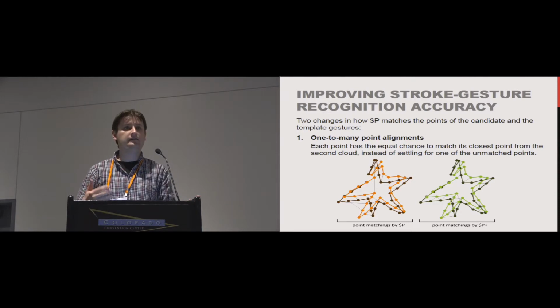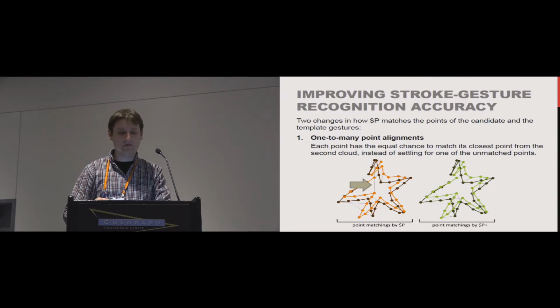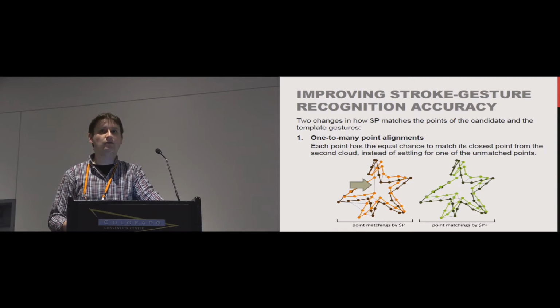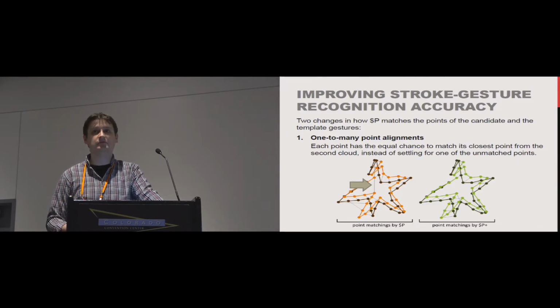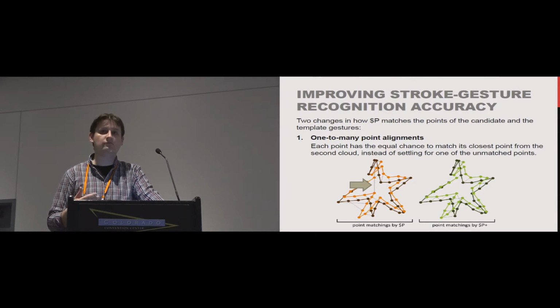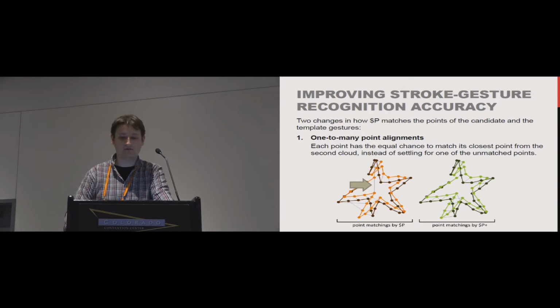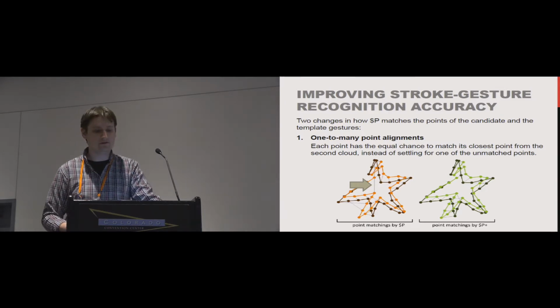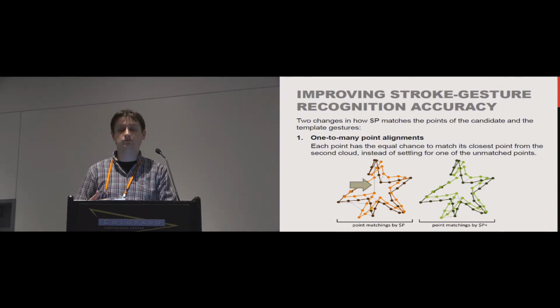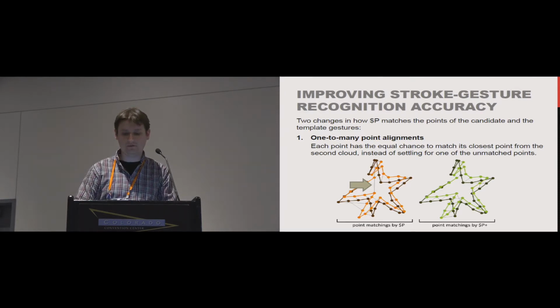So overall, there are not too many differences, except cases like this, where those 2 points should not have been aligned, and this happened because points that are aligned at the end of the alignment process settle for one of the points that are left unmatched in the second point cloud. And this does not happen when we can do one-to-many point alignments.